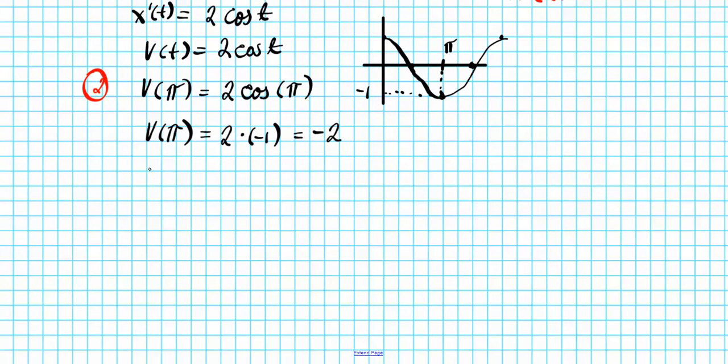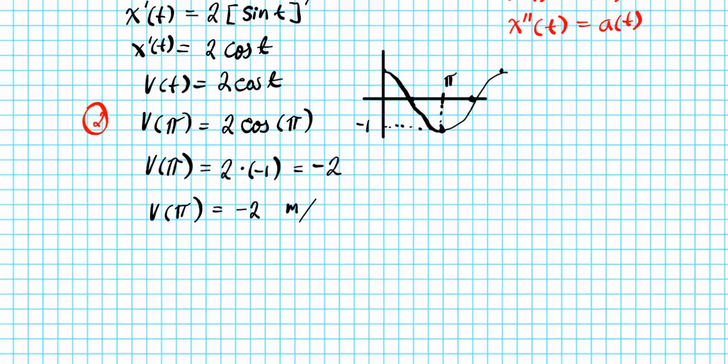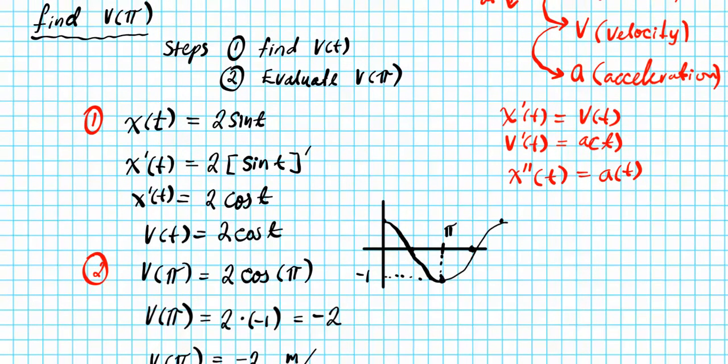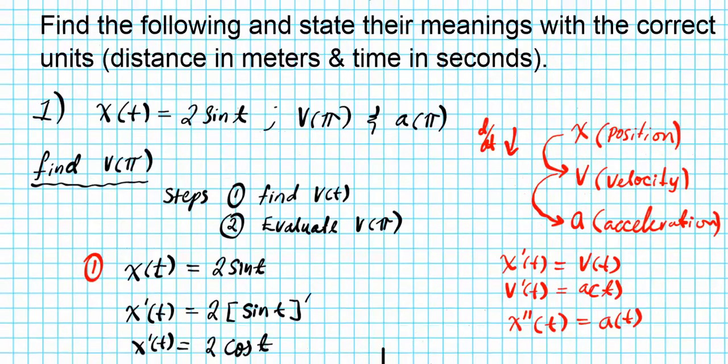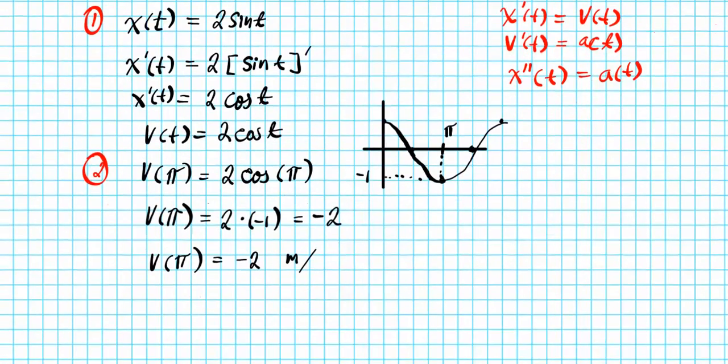Now, what is the unit? The unit for velocity is distance per time, so it's going to be meters per, what was our time unit? Time is measured in seconds. So it's meters per second. That's what our unit is going to be, meters per second.